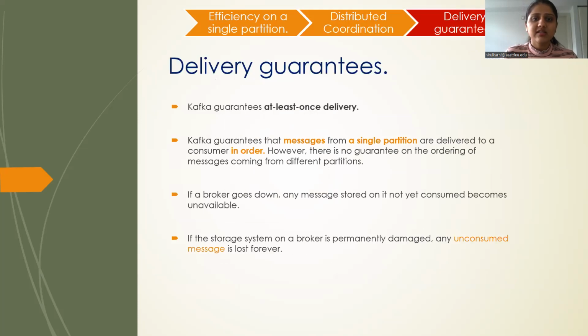So, delivery guarantees. Kafka guarantees at least once delivery, that a message is delivered at least once. Kafka guarantees that messages from a single partition are consumed in order, but from different partitions, there is no guarantee of ordering of messages. If a broker goes down, any message stored on it which is yet not consumed is unavailable. And if the storage system on the broker goes down, unconsumed messages are lost forever.